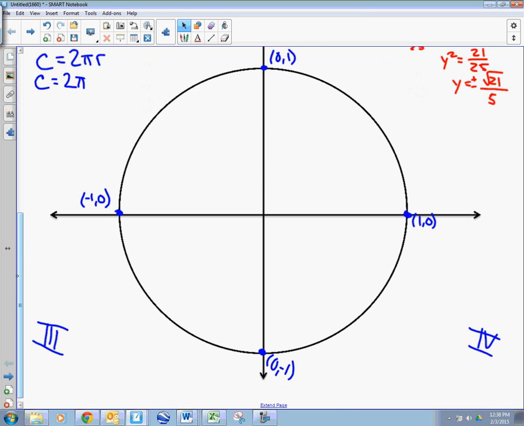Okay. Our starting point for travel, we are now going to travel around the circle. My starting point is right at 1, 0. Suppose I start at 1, 0 and I don't move at all. How far would I have traveled? 0. Suppose I would start at 1, 0 and walk all the way around the circle. How far would I have traveled? 2 pi.